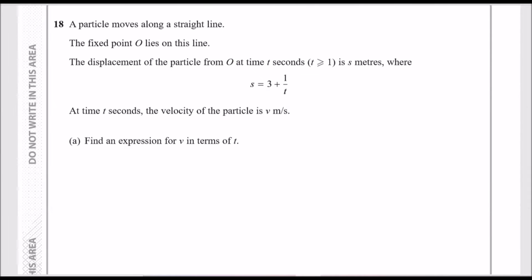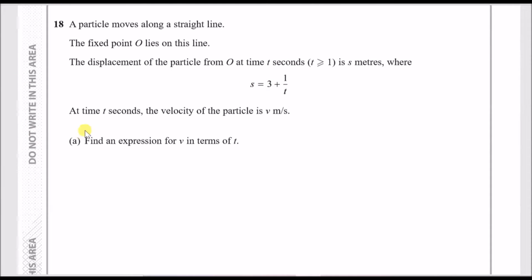Alright, number 18. So a particle moves along a straight line. The fixed point O lies on this line. The displacement, in other words, the distance or vector distance of the particle from this origin at time t seconds, where t is 1 or more, is s meters. So we're saying here that it's traveled s meters after some period of time, where this can be modeled by this equation. So the displacement equals 3 plus 1 over t.